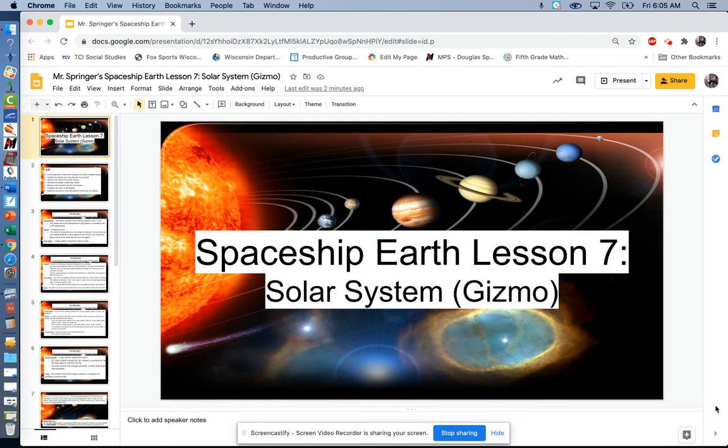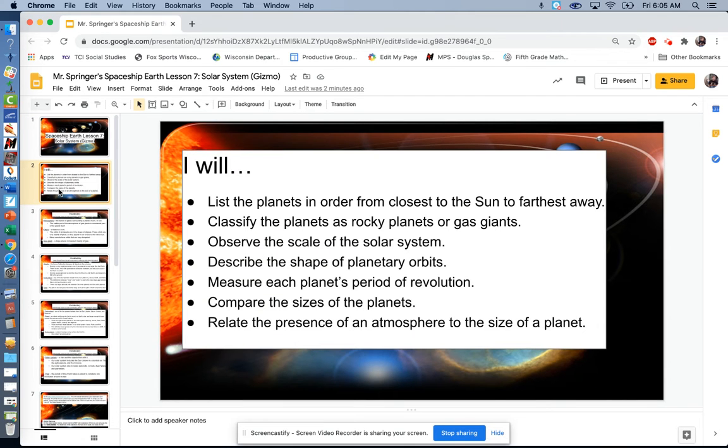So you should have done this part already for lesson 7. The first slide is the title, Spaceship Earth, lesson 7, Solar System Gizmo. Slide 2 was the goal. I will list the planets in order from closest to the sun to farthest away.